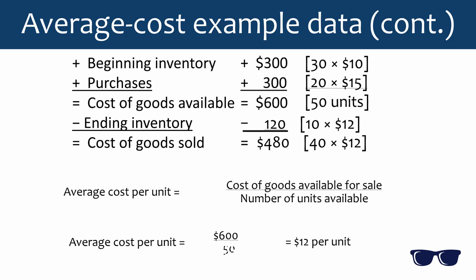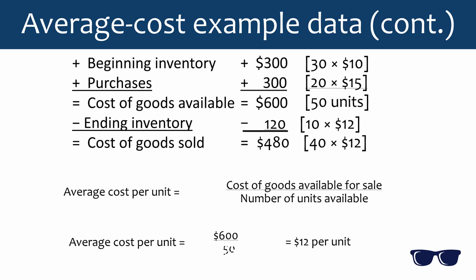But before we can do that, we need to calculate the average cost per unit. The average cost per unit is the cost of goods available for sale divided by the number of units available. Here we will have $600 divided by 50 units to give us an average cost per unit of $12. So let's go back up to ending inventory then. Ending inventory has 10 units in it. We will multiply that by the $12 per unit average cost to get $120 as our cost of ending inventory.